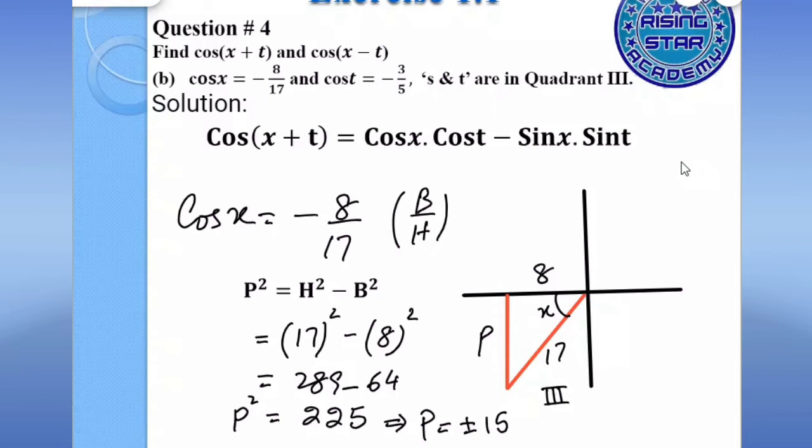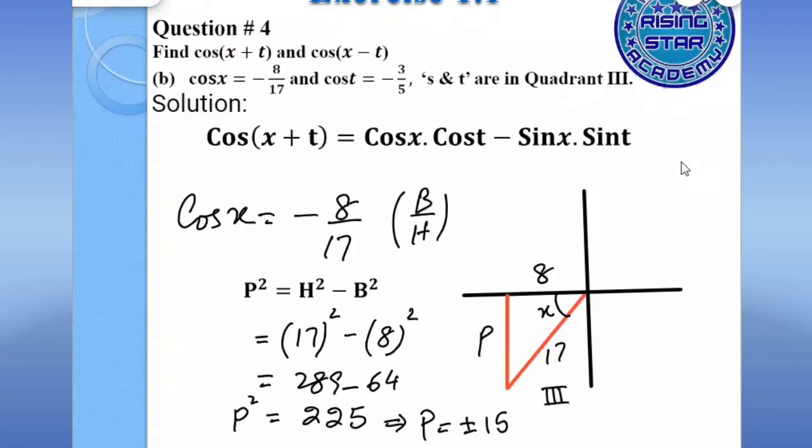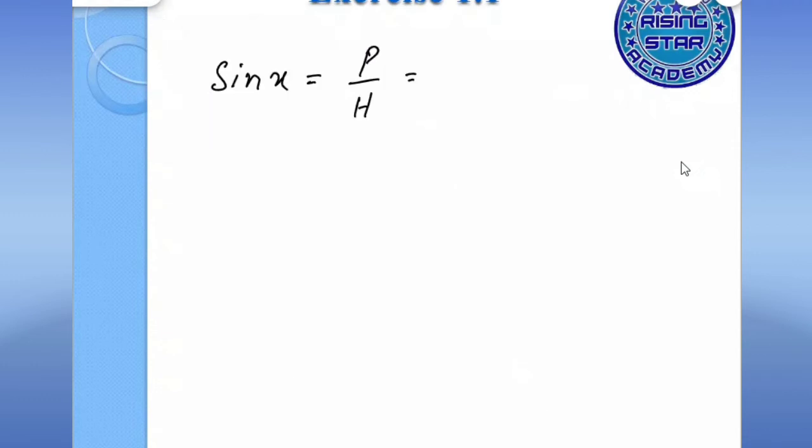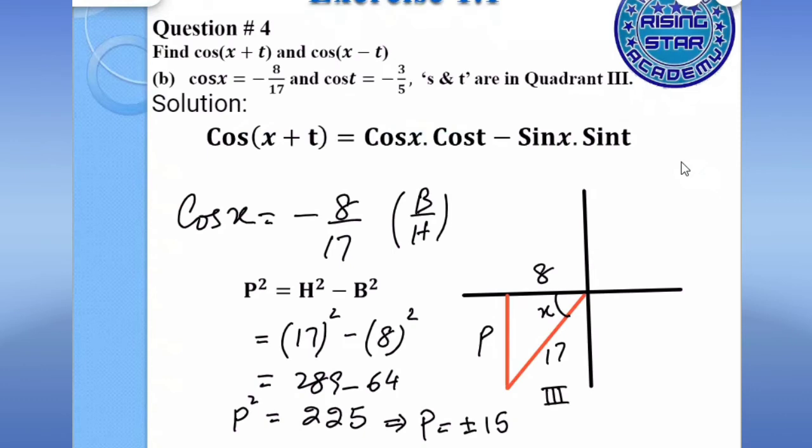Now the perpendicular value is 15, so I would find the value of sine x easily. So sine x is equal to perpendicular over hypotenuse. So we can see that the perpendicular value is 15 and the hypotenuse is 17. So 15 by 17, definitely in the third quadrant the sign would be negative, so I would write the negative sign with it. Now we will find the sine of t next, but we need to replace the angle x by t because both x and t are coming in the third quadrant.